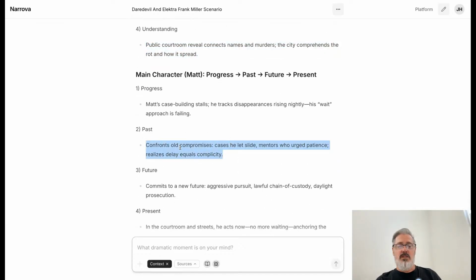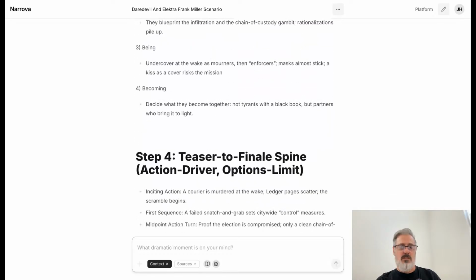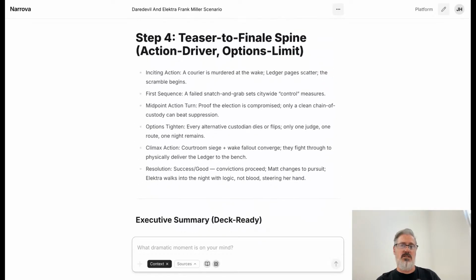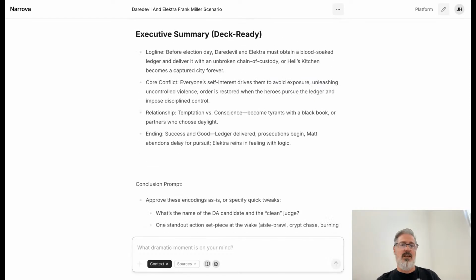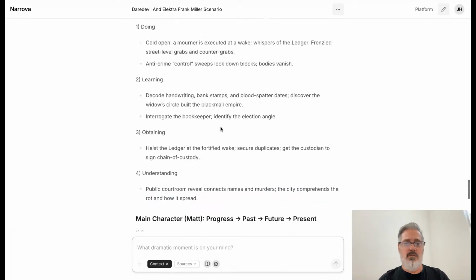This one is definitely too objective and not enough personal, but I just wanted to show. Okay, and then here's teaser to finale spine and then an executive summary. So this would be the thing, deck ready, that I could present to producers to see if they wanted to approve it.